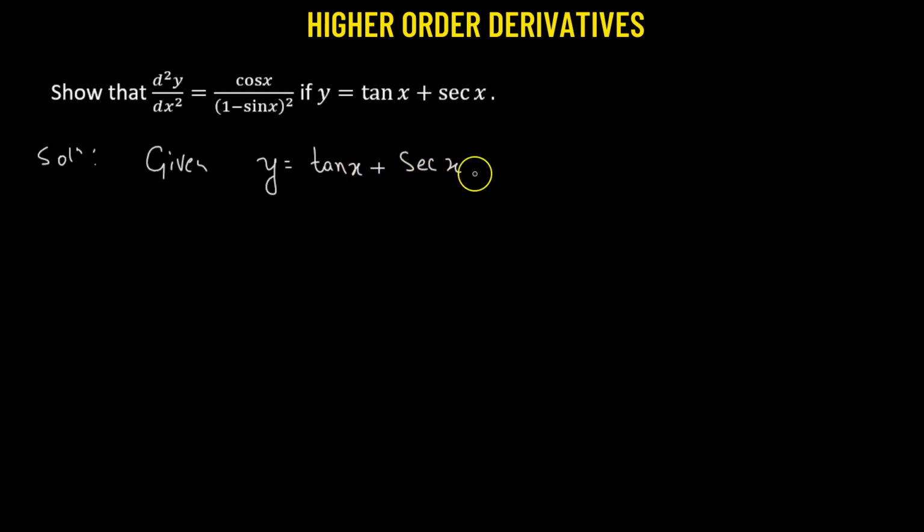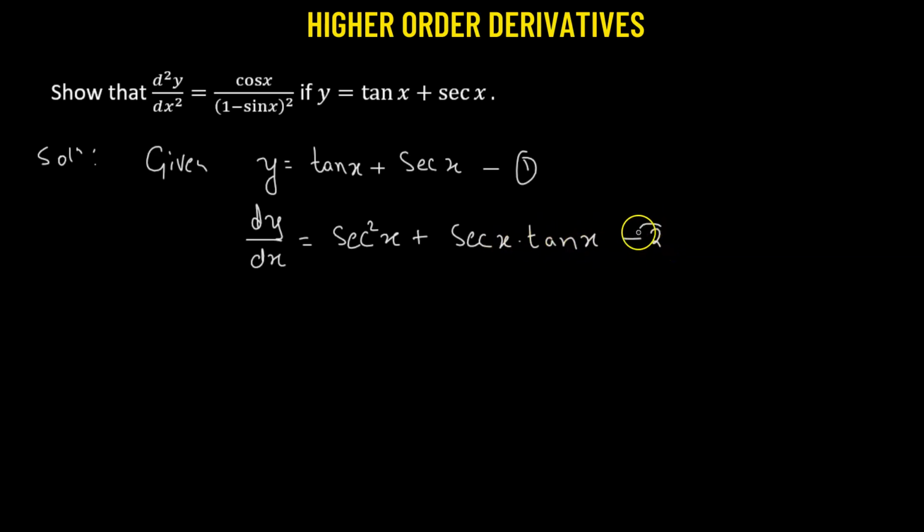Right. We'll take the derivative of both sides of equation number 1 with respect to x. That gives us dy over dx, which is equal to the derivative of the tangent function, secant squared x, plus the derivative of the secant function, secant of x times tangent of x. So let this be equation number 2.